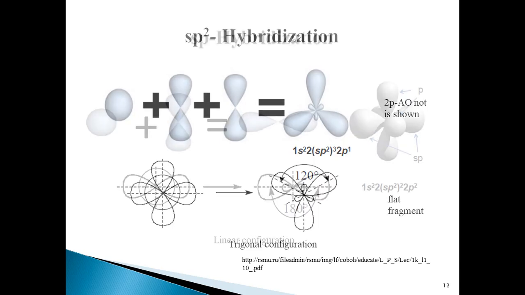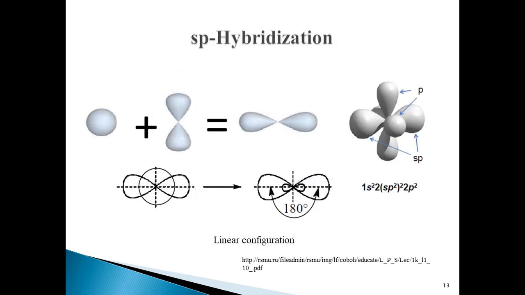There is a third type of hybridization. It is called sp hybridization. The s orbital and one of the p orbitals from the carbon second energy level are combined together to make 2 hybrid orbitals. Those hybrid orbitals form a straight line. There is a 180-degree angle between one orbital and the other orbital.